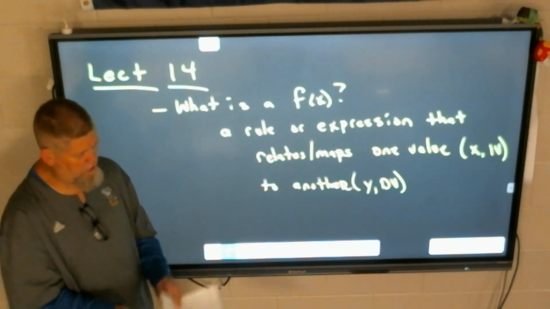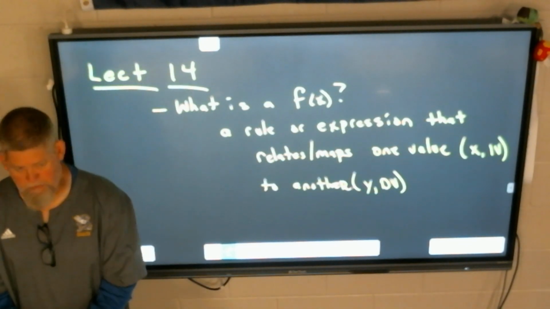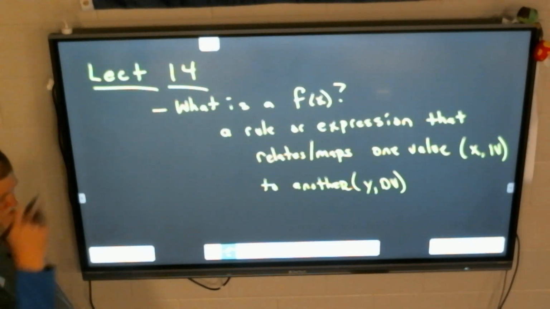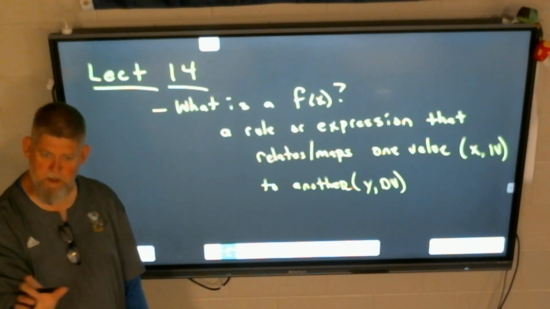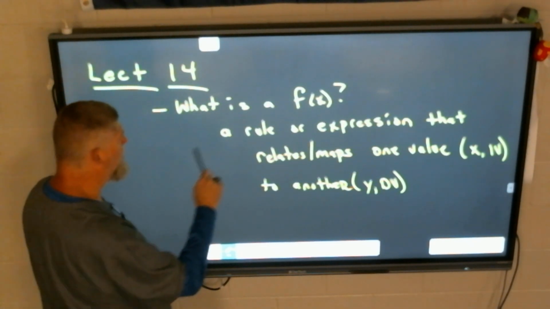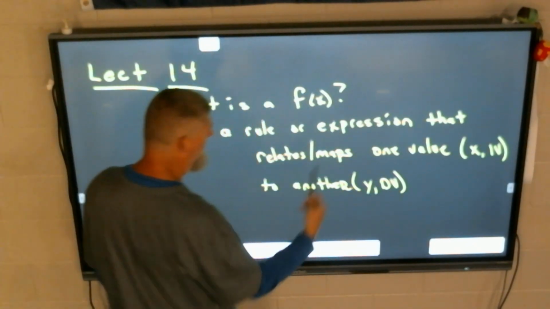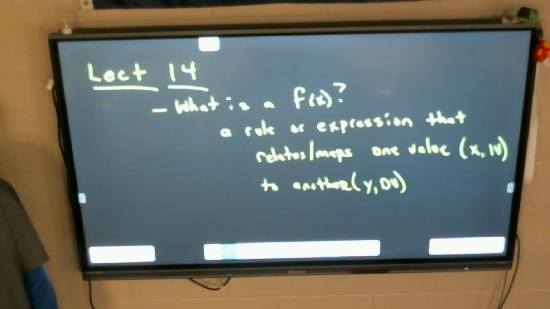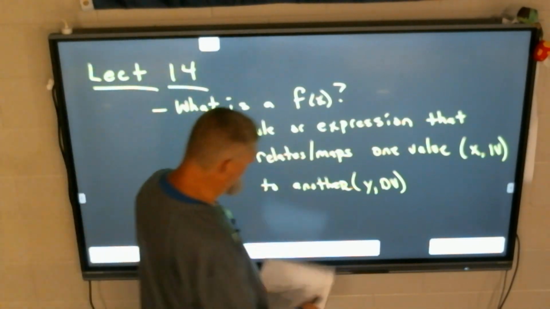We have the domain and the codomain. The range is a very specific type of codomain. Okay? And we're just going to call it the range this year. But when you get to upper level, you'll learn a more precise definition. Okay? So a rule or expression that relates or maps one value, the x value, to another, the y. Okay? So that's a function. Questions? We got that? You remember that definition now? Okay.